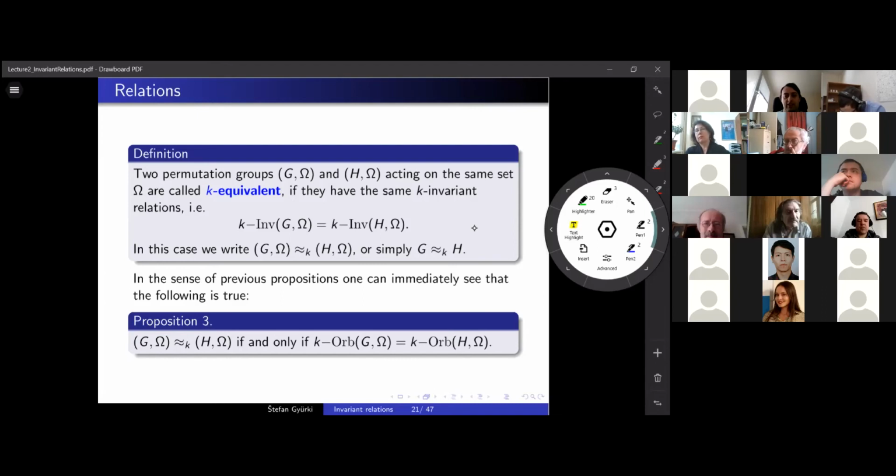And in such case, we write with this symbol that G and H are k-equivalent, or when the set omega is clear, then we can omit the symbol omega from both groups. Since we understand that all the k-invariant relations are coming from k-orbits, then we can formulate an equivalent condition: two permutation groups acting on the same set are k-equivalent if and only if they have the same set of k-orbits. For this reason, some of the authors are defining k-equivalency exactly in this manner, saying that two permutation groups are k-equivalent whenever they have the same set of k-orbits.